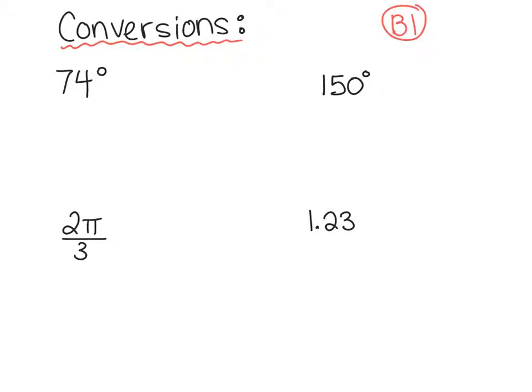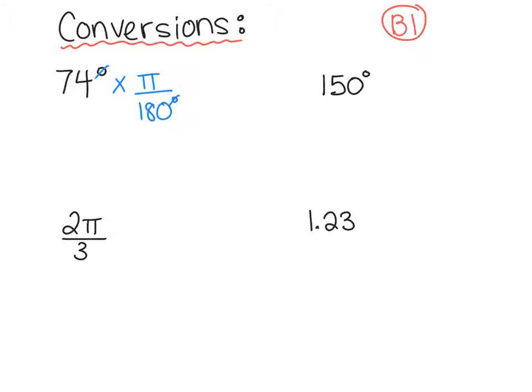Okay, this is a quick video on B1 and B2 for trigonometry in grade 12. All right, so you need to be able to convert between radians and degrees. Here we have 74 degrees, and to convert, we can just multiply it by our conversion, which is pi over 180. I always remember which one goes on top by 180 degrees, and I want the degrees to cancel.